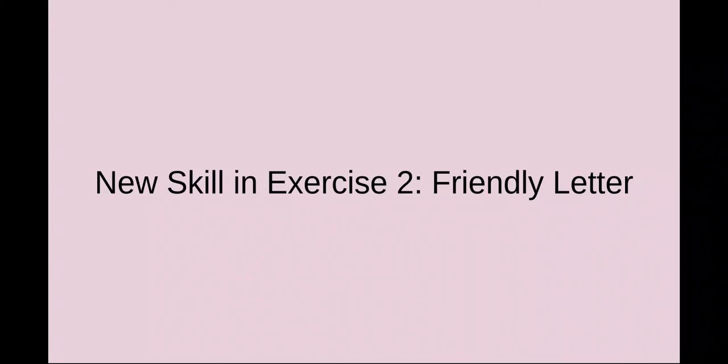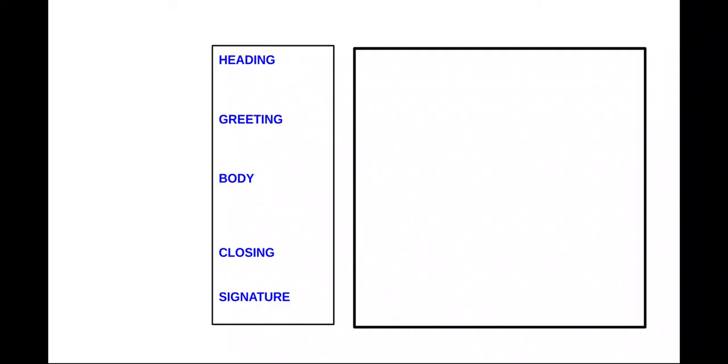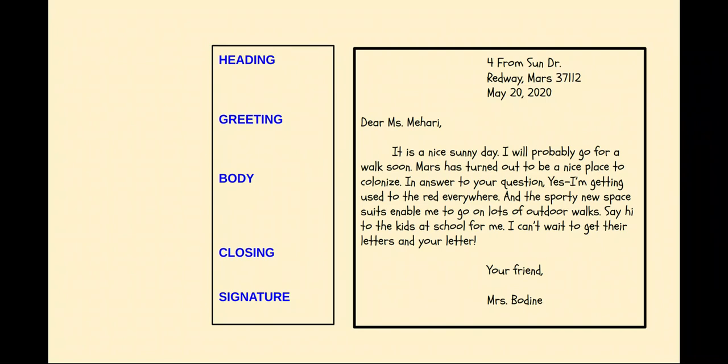The new skill in exercise 2 is writing a friendly letter. The friendly letter has these important parts. You should have these parts. Some tips include: write as if you are talking to a person face to face. Share information about yourself. If you're writing a return letter, be sure to answer any questions that were asked. End your letter in a positive way so that your reader will want to write back to you.